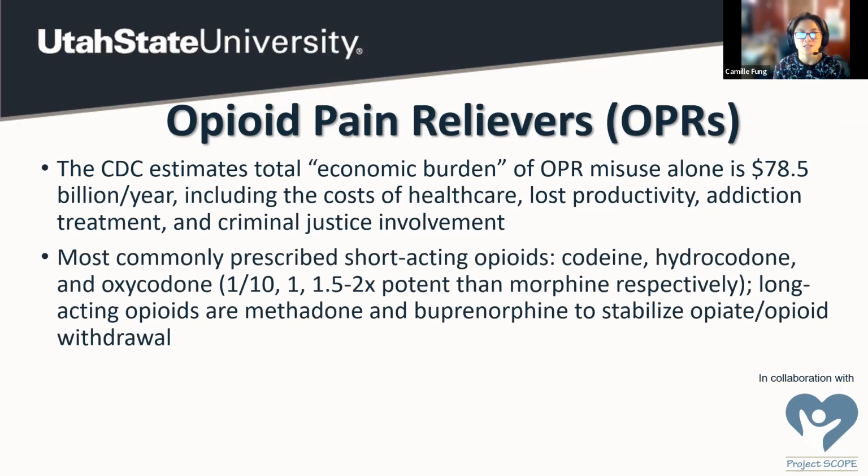Some of the more commonly prescribed short-acting opioids that are being prescribed for a legitimate reason include codeine, hydrocodone, and oxycodone. People always compare these drugs to morphine equivalency to gauge their potency. Codeine is about 1/10 as potent as morphine. Hydrocodone is just as potent as morphine, and oxycodone, which is often prescribed post-operatively, is 1.5 to 2 times more potent than morphine. Then we also have the long-acting opioids, methadone and buprenorphine, which are typically used to stabilize opiate withdrawal symptoms in what we call maintenance-assisted therapy.